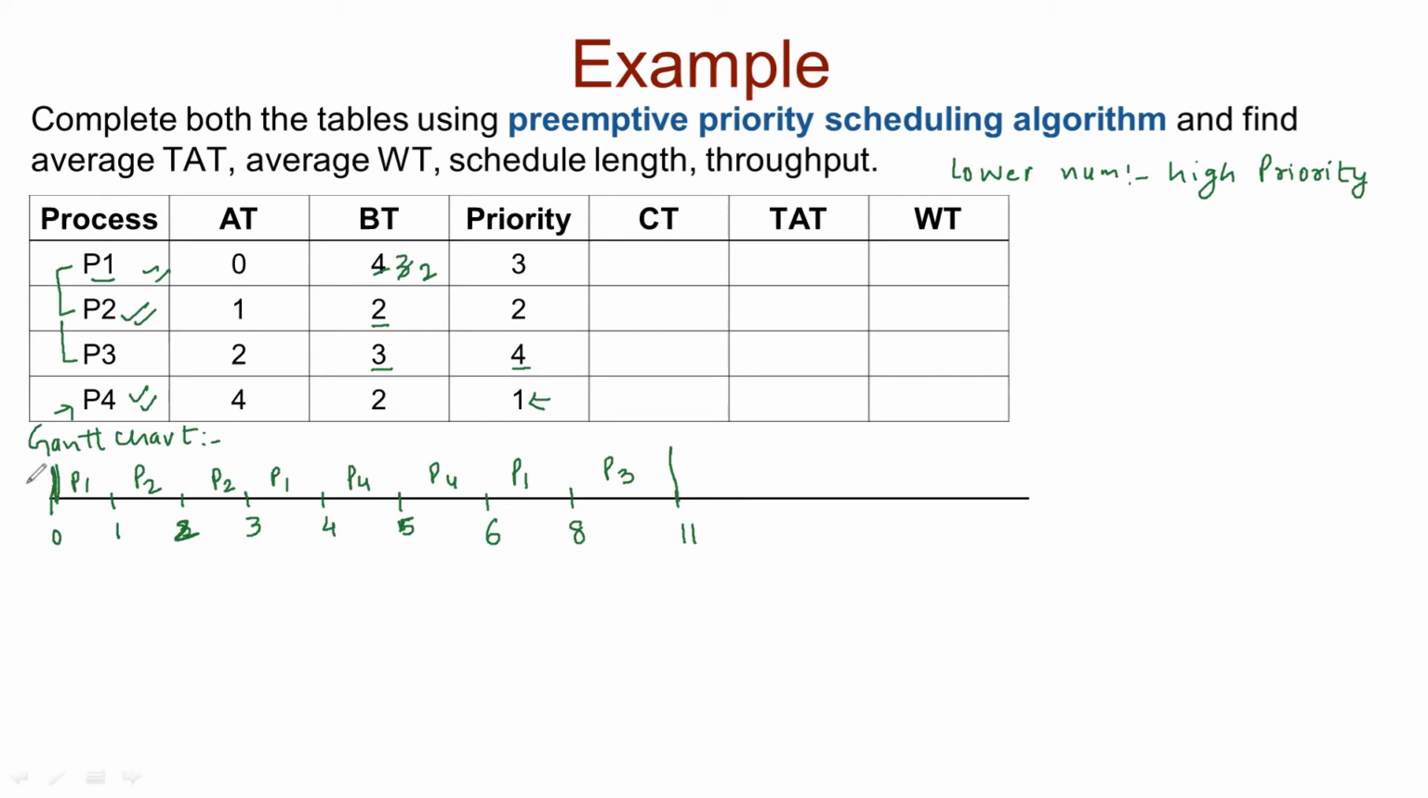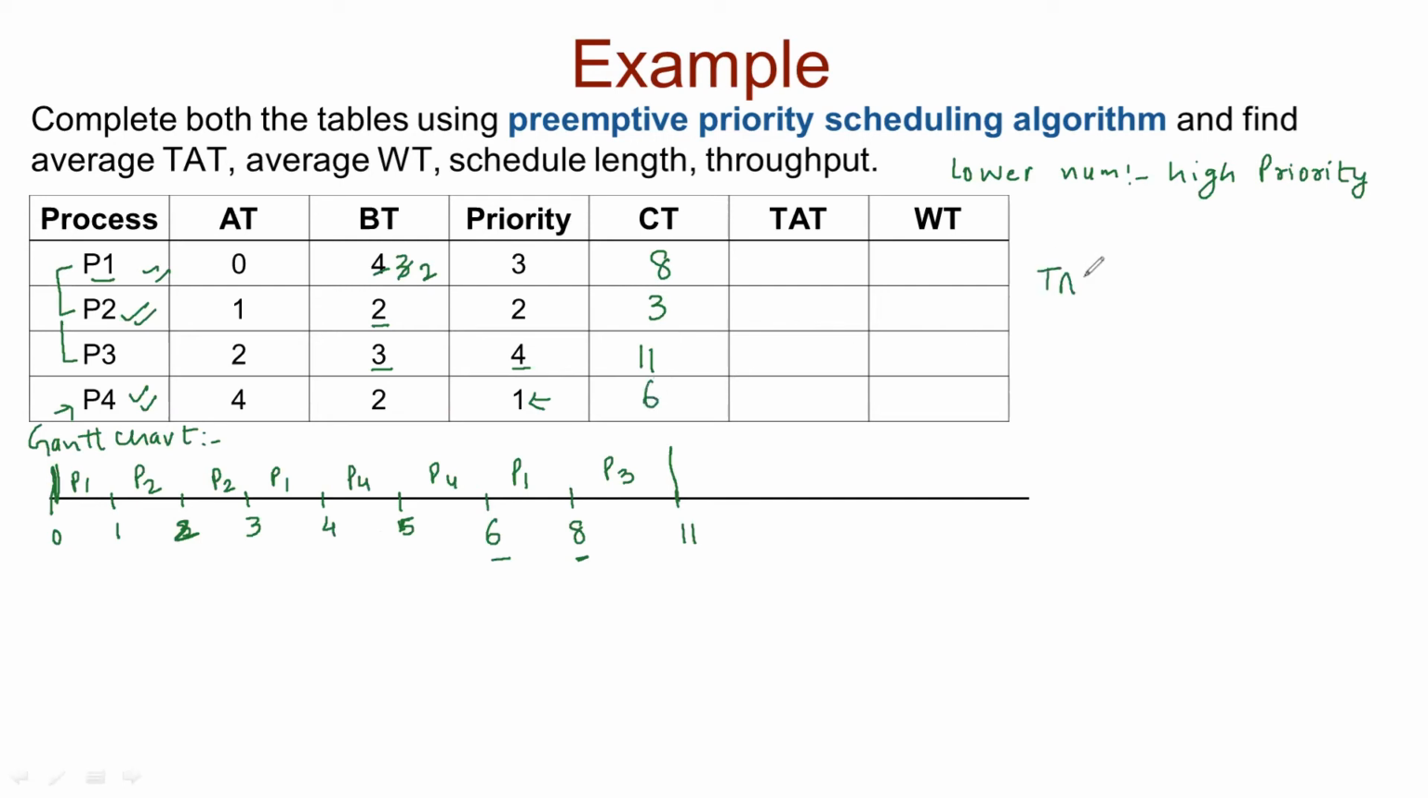From here, we can find out the completion times. Now, completion time of P1, if you see from this chart, is 8. It is a point in time. Completion time of P2 is 3. Completion time of P3 is 11. Completion time of P4 is, yes, it is 6.